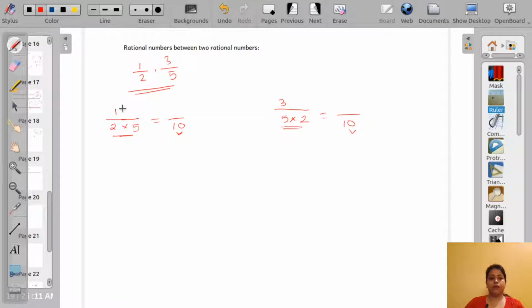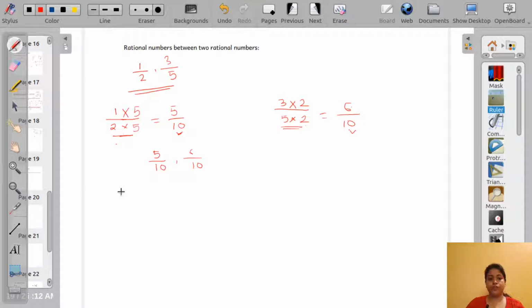Okay, so the numerator here we have to multiply by 5. That means 5 by 10. That means 5 by 10 is the equivalent fraction of half. Okay, or equivalent number of half. And here we have to multiply this numerator by 2, as we have multiplied the denominator with 2, so it is 6 by 10. That means 6 by 10 is the equivalent rational number of 3 by 5. Okay. Now it became easier for us to find rational numbers between 5 by 10 and 6 by 10. But no, 5 then 6, then in between we cannot write very easily.